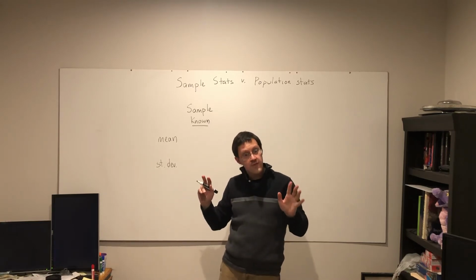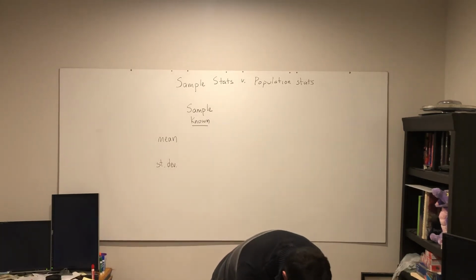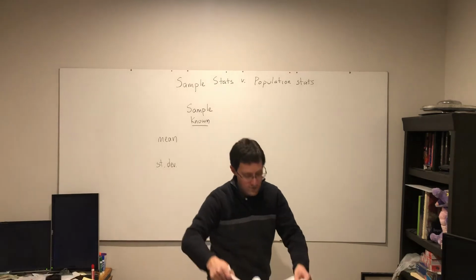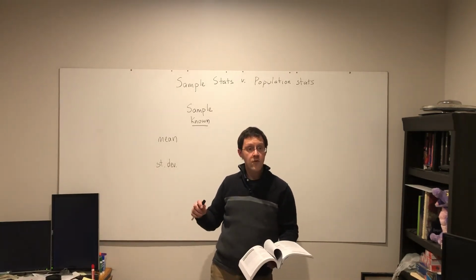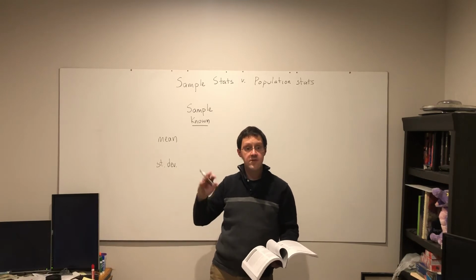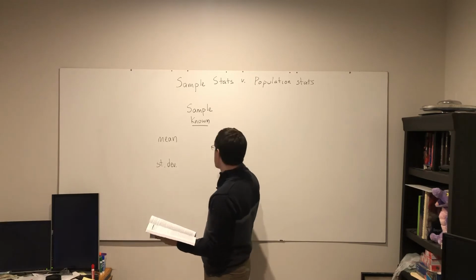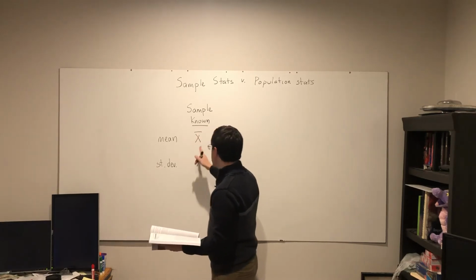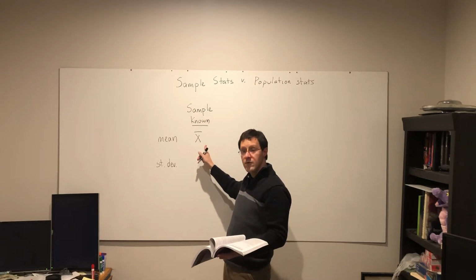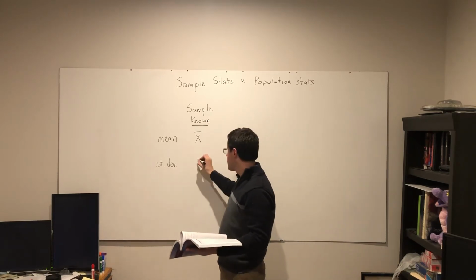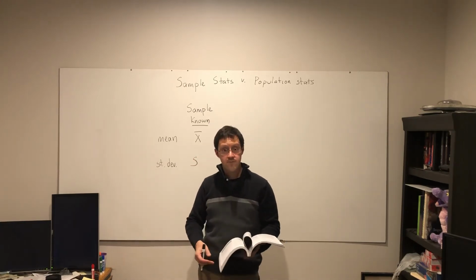We know the sample mean and the sample standard deviation. And I'm using the book here to make sure that I get all of the terms and the symbols correct. If you see an X with the bar over it, that's referring to the sample mean. And S will refer to the sample standard deviation.